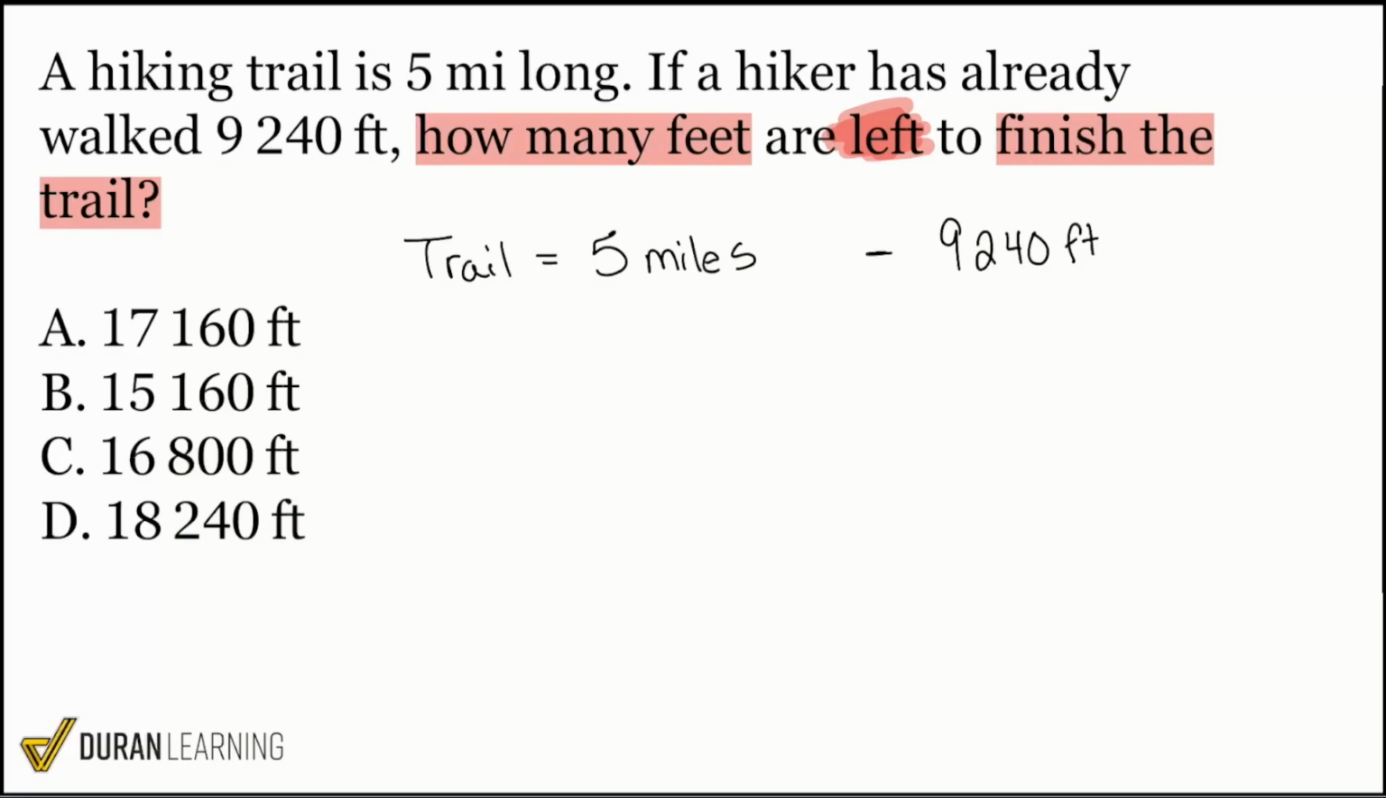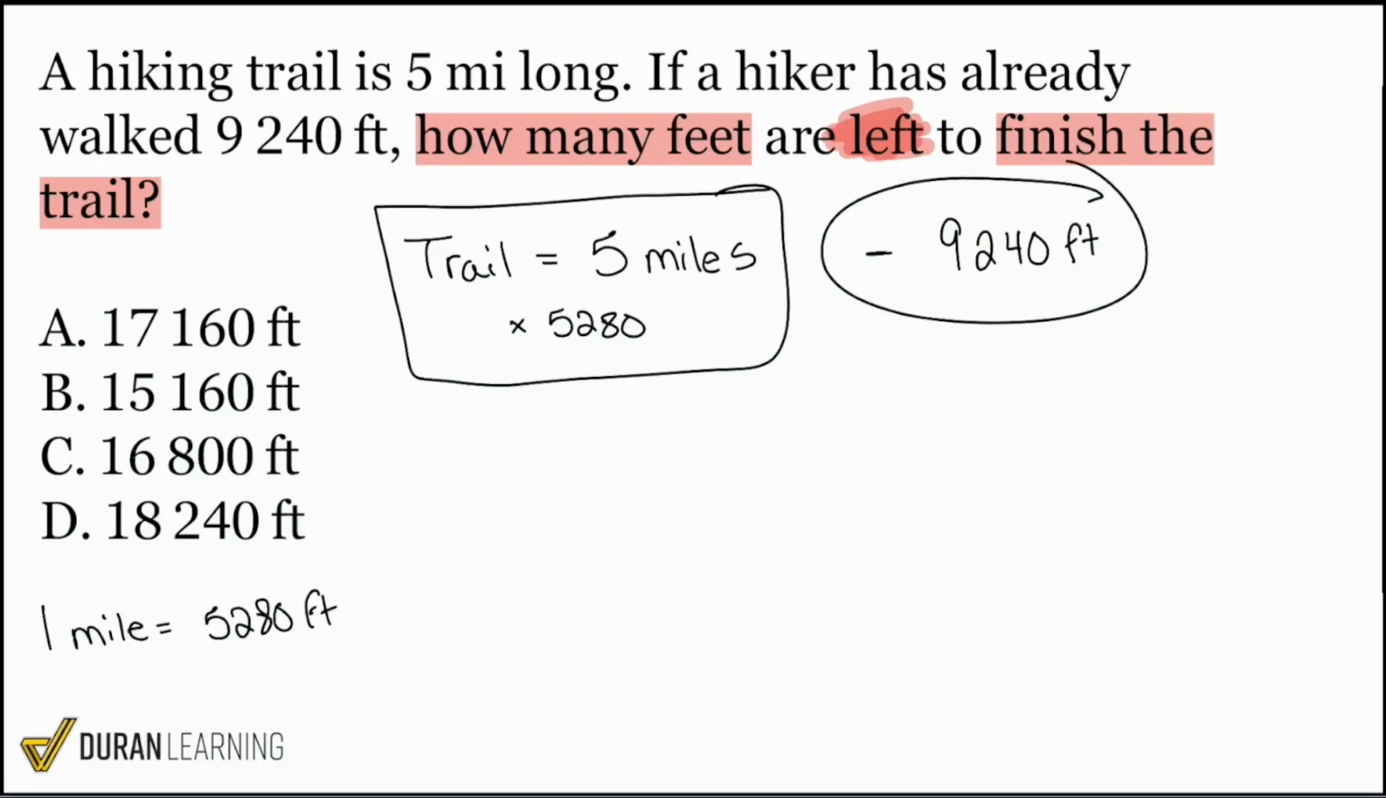So with that said, my party people, let's go ahead and do this. Here we go. We are going to do 9,240 feet, leaving that as is, and we'll turn the miles into feet. So right over here, we are going to do multiplied by 5,280 because here's your conversion. 1 mile equals 5,280 feet. Once we're done with the conversion, then we're going to subtract.